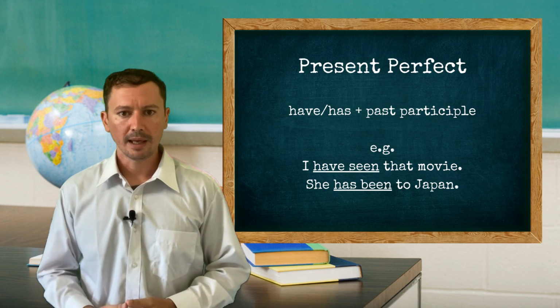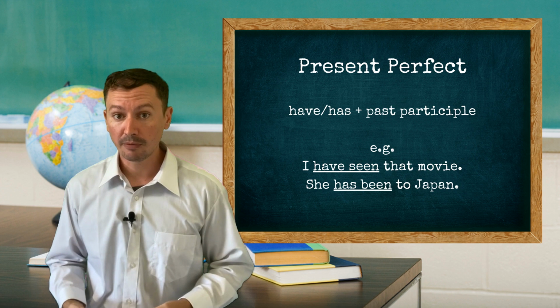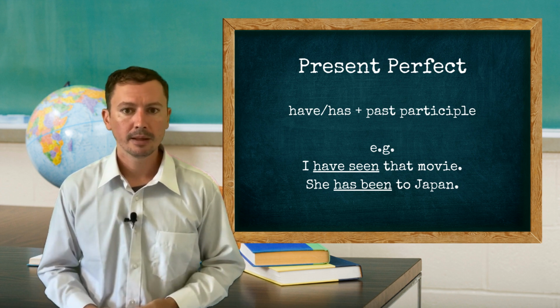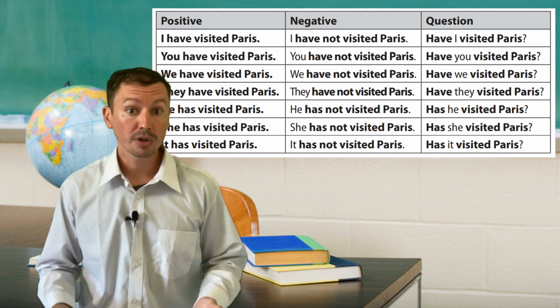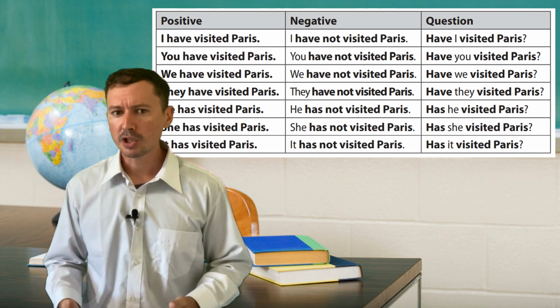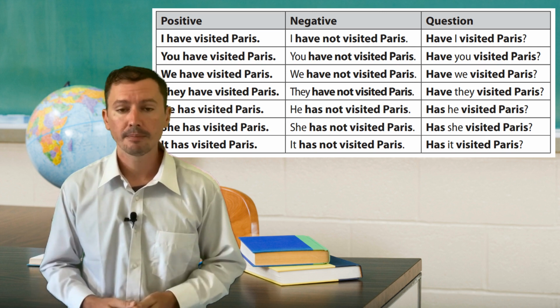The present perfect tense is made by using have or has and then the past participle form of the main verb. Like any other tense, it can be made into a positive or negative statement or turned into a question. Just make sure that the subject matches with the first verb, have or has.